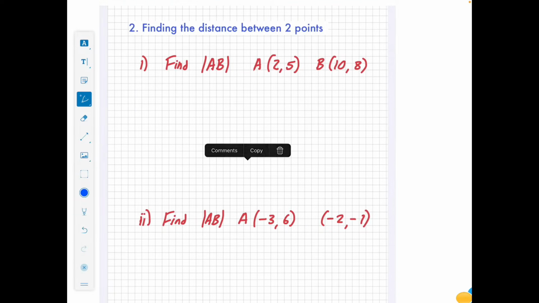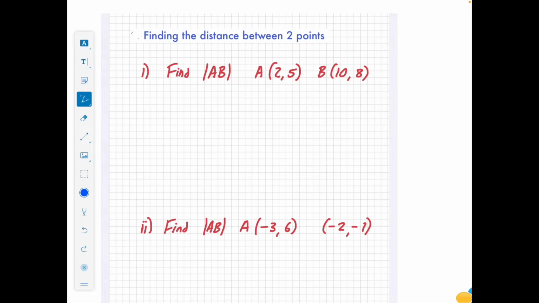So our formula is, there's a big square root, and underneath it, it has x2 minus x1 all to be squared plus y2 minus y1 all to be squared. Okay, so that's our formula. Now, we take our 2 points, so we have our point A and B, and we're going to label this as x1, y1, and this is x2, y2.